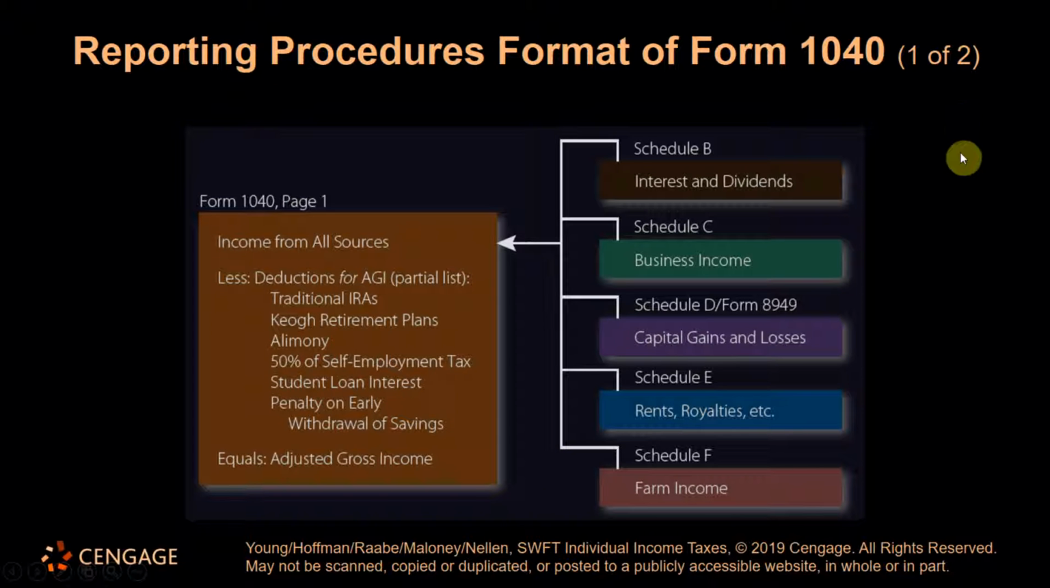The reporting procedures on Form 1040, we'll be hitting several of these, not so much on farm income for Schedule F, but we'll be discussing Schedule E for rents and royalties, Schedule D for cap gains and losses, Schedule C we're talking about today as well, and then interest and dividends we've talked about in the past for Schedule B. So these are all deductions for AGI, and we mentioned that earlier on 1040. And these are the supporting schedules and forms that support these deductions for AGI.